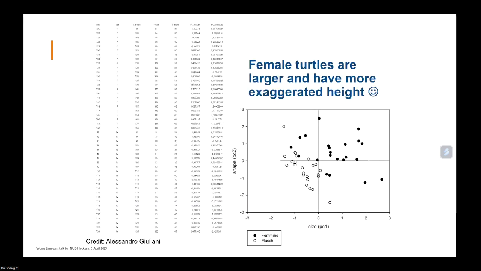So it gives you that meaning, and in particular, if I now project my table of the turtles onto my first two PCs, I'll get this chart. And in the chart, I think the black dots are female, the white circles are male. It's in Italian, so it looks a bit funny, but yeah, black dot is female. So what can you see straight away?